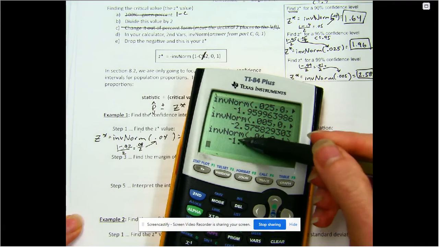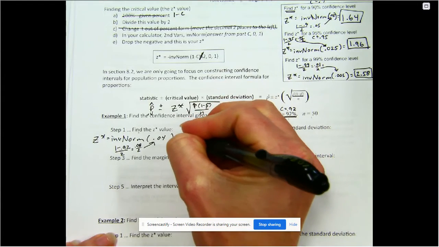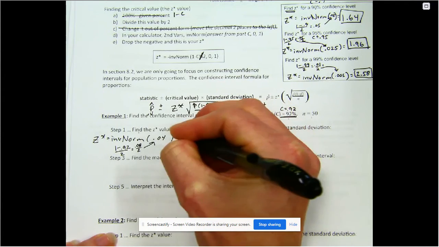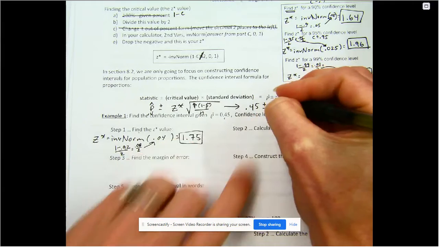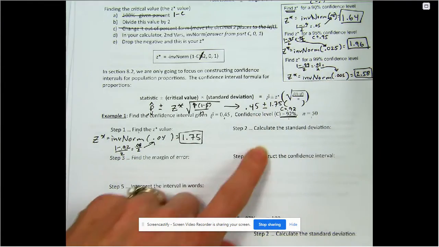And I got 1.75. Remember, I ignore that negative symbol. So this is my Z star, 1.75. I have my Z star, so I can plug it in. Now I'm going to find my standard deviation.